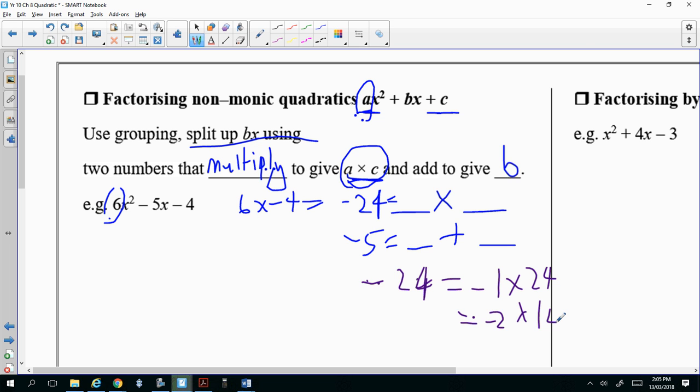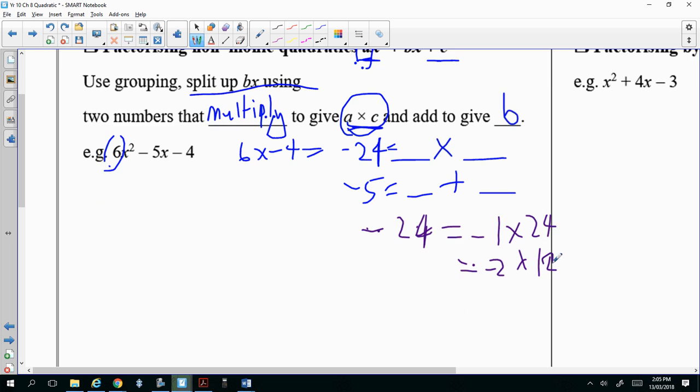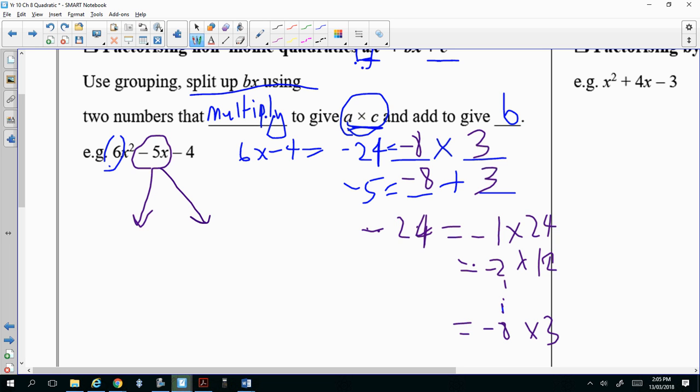And then, what did you say? -8 and 3. -8 and 3 is correct. So now what you need to do is to split the -5x into two terms, which is -8x plus 3x. And write -4 and the 6x squared here.